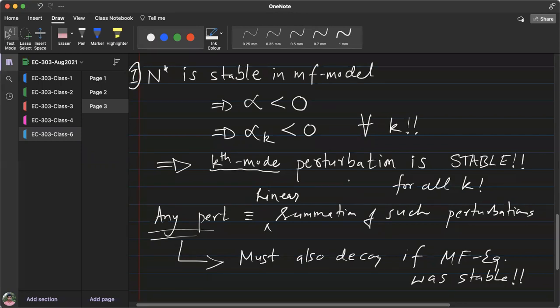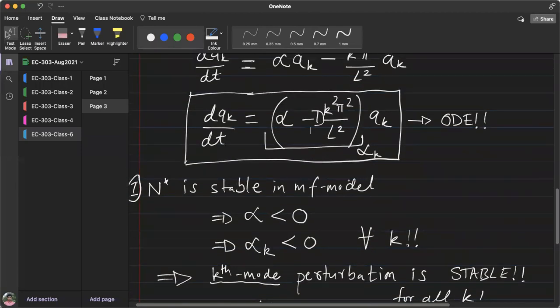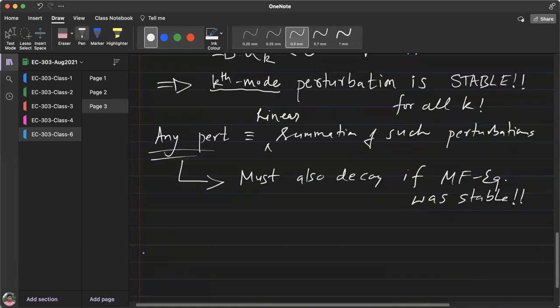Okay, no questions. I will move forward. What about the unstable equilibrium? Did I look at the stable equilibrium so far? Yeah, that's right. So what about the unstable equilibrium?